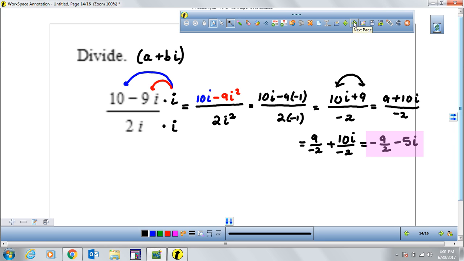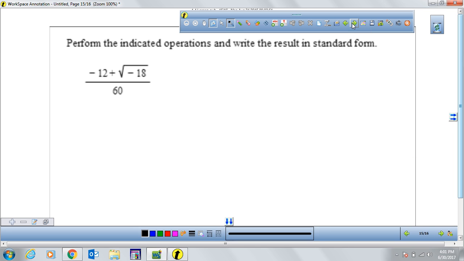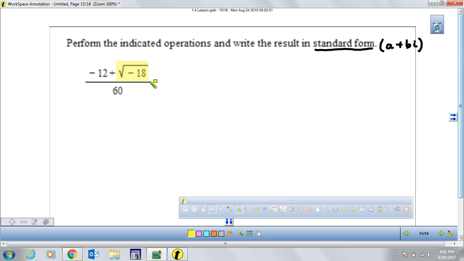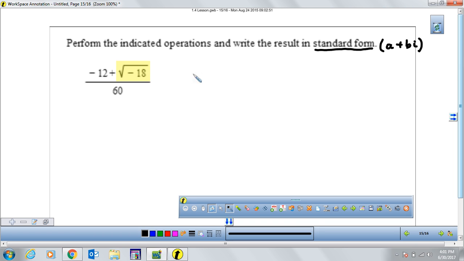Next and last, we're going to be simplifying some complex numbers in this form. So let's go ahead and do this problem. This problem says, perform the indicated operations and write the result in standard form. So basically we want to make sure we achieve this in the form a plus bi again. Okay, that's what the standard form means. Now there's a couple of things we have to do. Just like on the previous question, we have to divide the 60 on both of them. But the first thing that we have to do, since we have a radical in this problem, is to simplify that radical if possible. Okay, so this is the first thing we're going to do.